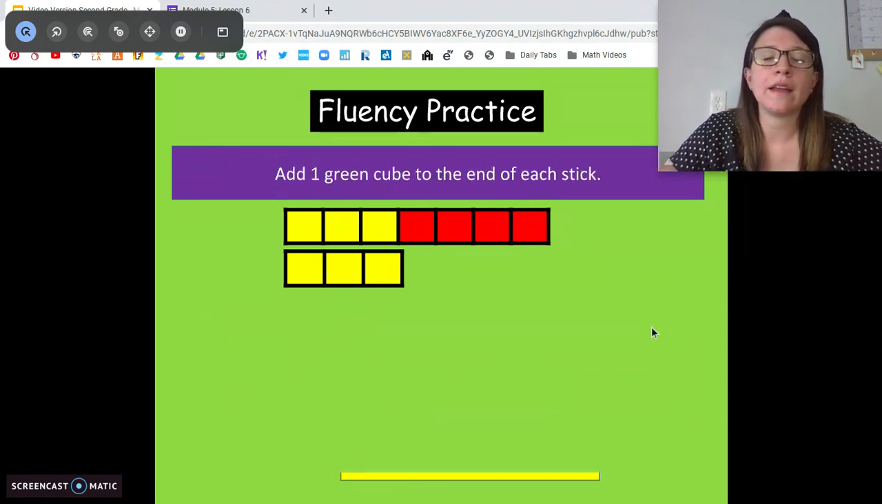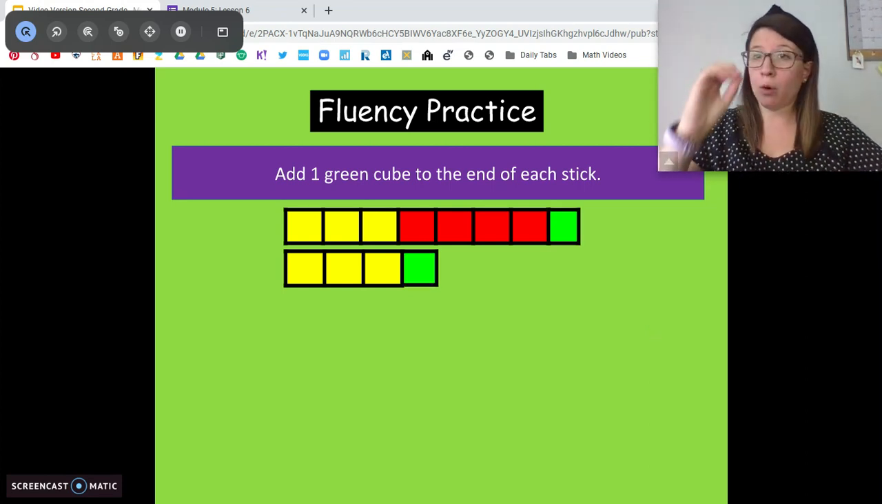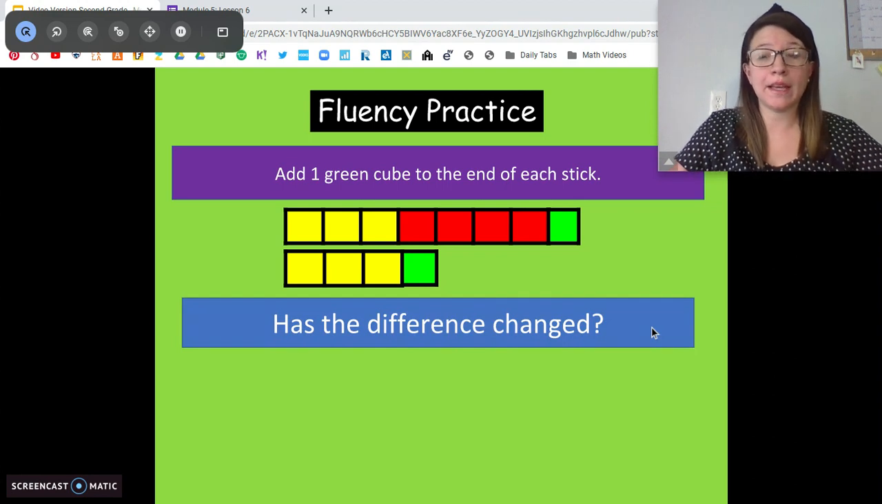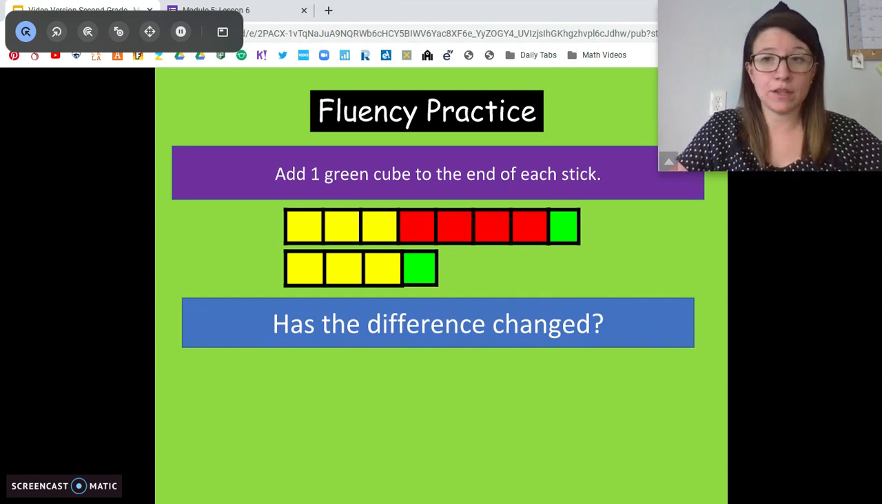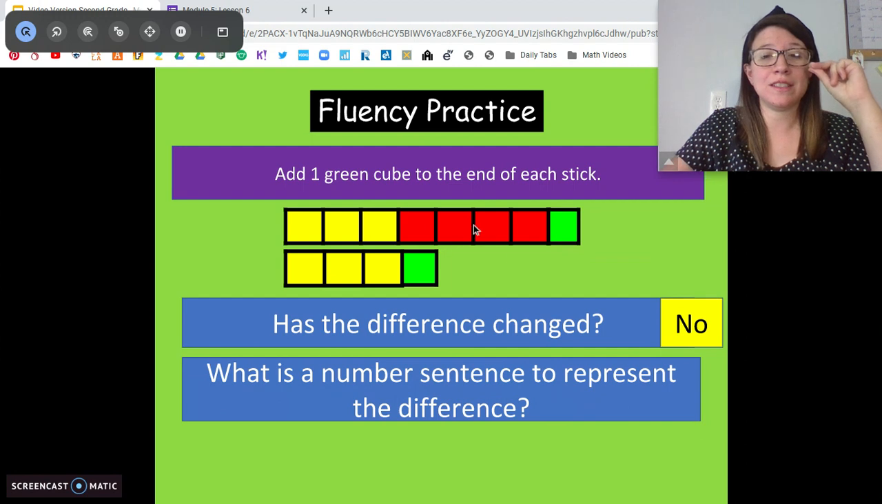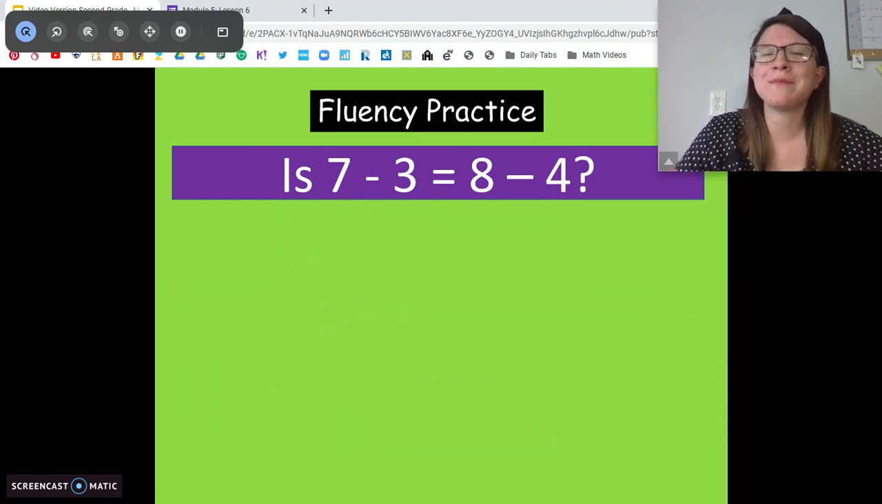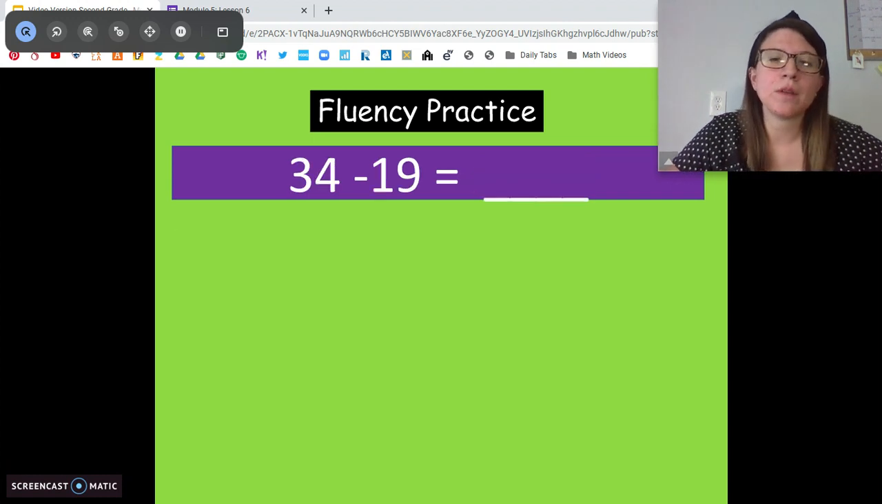Very good. Okay, now I'm going to add 1 green cube to each stick again. Adding it to both parts. Is the difference going to be different? Has the difference changed? It hasn't, right? The difference is still 1, 2, 3, 4. So what would this number sentence be? Good. 8 minus 4 equals 4. Awesome. So does 7 minus 3 equal 8 minus 4? It does. Very good.